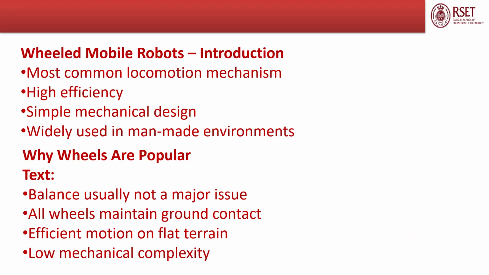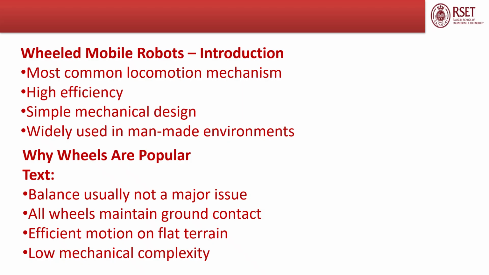Now we move on to the wheeled mobile robots. In this section, we'll introduce wheeled robots, which represent the most widely used form of mobile robot locomotion. Wheel robots are particularly popular because of their mechanical simplicity and high energy efficiency. Unlike leg robots, wheel robots maintain continuous contact with the ground, which simplifies balance and control.